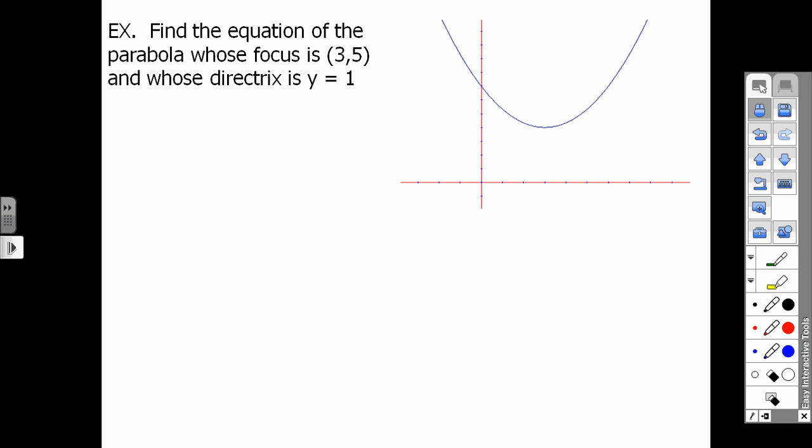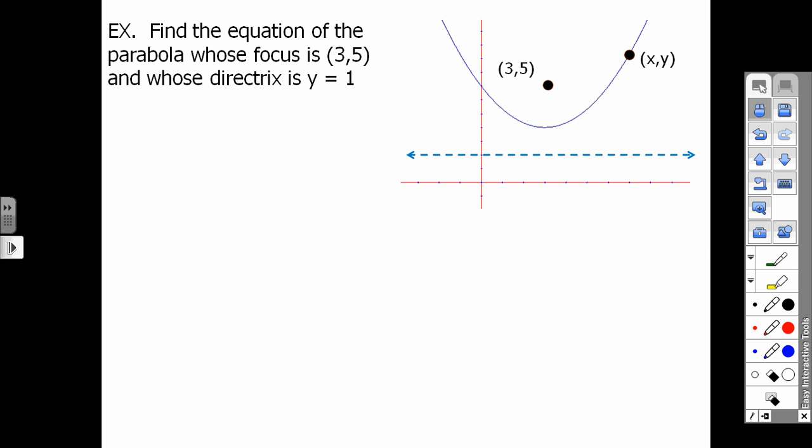Okay, so the first thing we're going to do is we're going to plot our directrix and our focus. And then we're going to pick a point somewhere on our parabola, and we're going to give it the coordinates of (x, y). We don't know what that point is. We're just going to call it point (x, y).